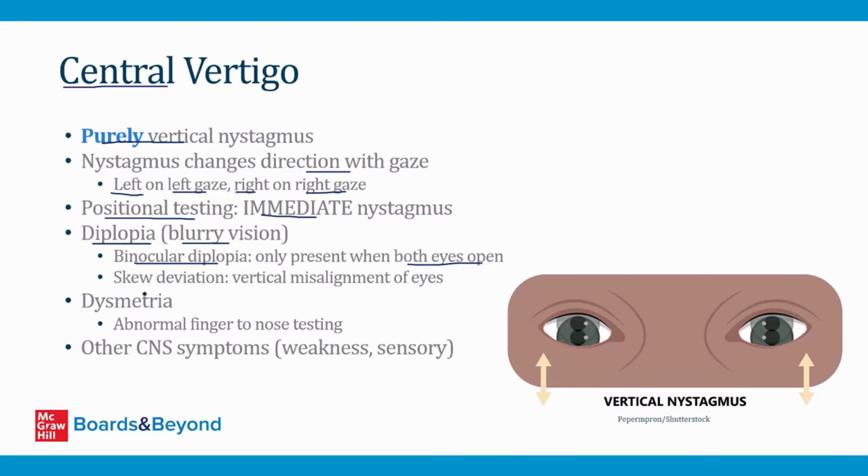Another finding you can get in central vertigo is skew deviation. This is vertical misalignment of the eyes, so one eye may be higher than the other. Also in central vertigo, you often see dysmetria. This refers to abnormal finger to nose testing. So in the finger to nose test, you ask the patient to touch their nose, then touch your finger, which you hold in front of their face, and go back and forth. If they can't do that, that's called dysmetria, and that's a feature of central vertigo. And then beyond this, because central vertigo is often caused by brainstem problems and strokes and things like that, you often see other central nervous system symptoms, things like motor weakness, sensory loss, and so forth.